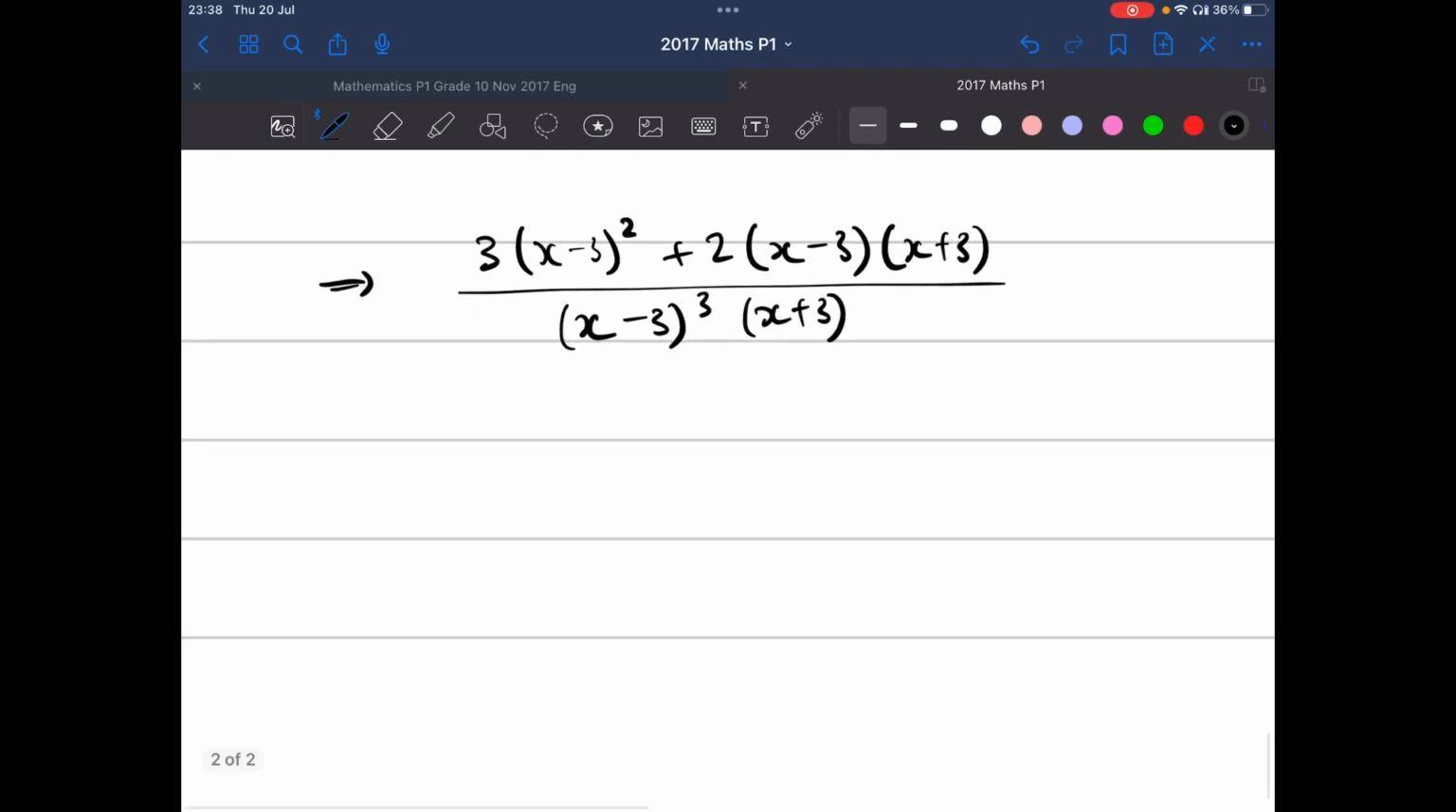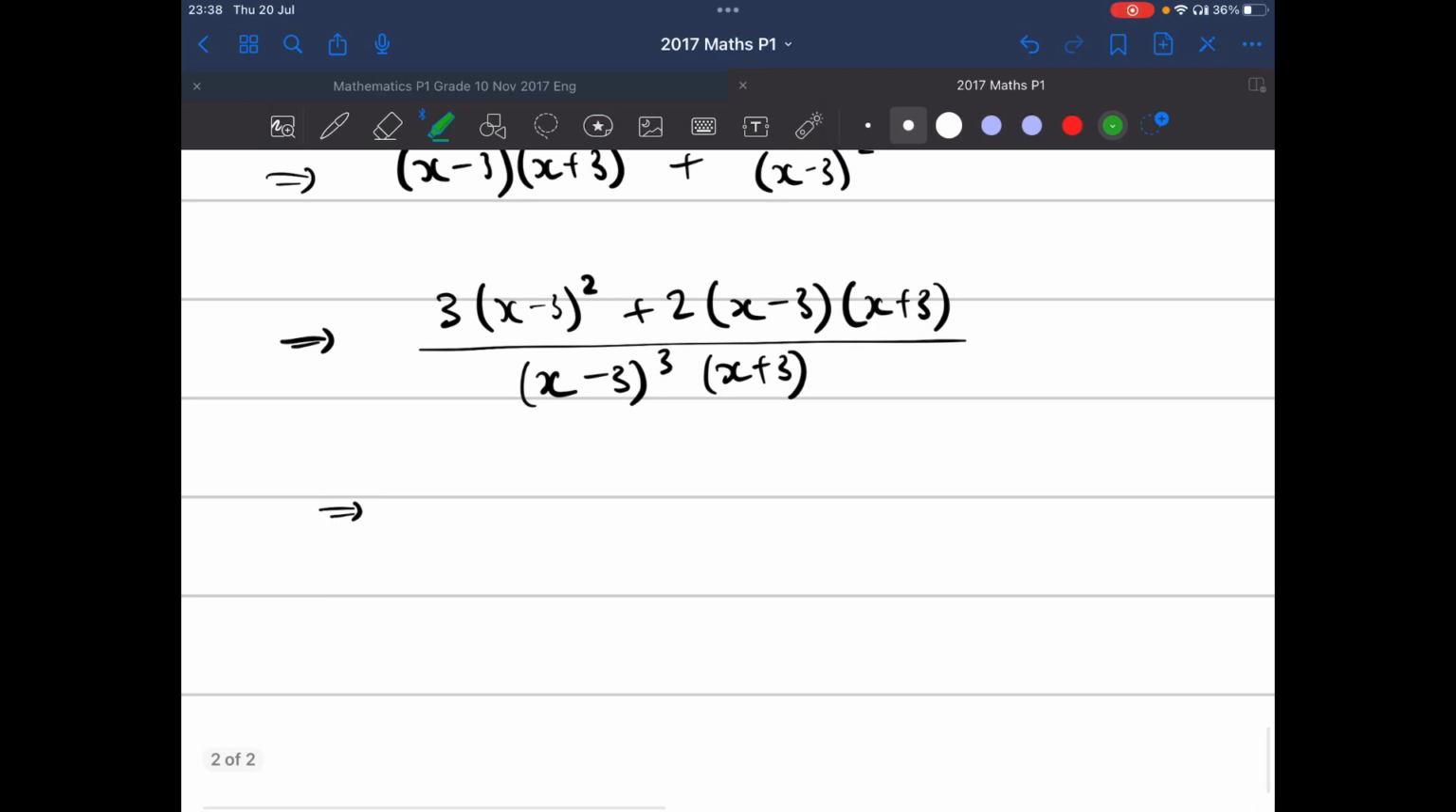Okay, if you look closely at the numerator, you'll see that we have a common factor. So x minus 3 is there, x minus 3 is there as well. Yeah, obviously it's squared, but that's fine. So we can factor that out. So let's say x minus 3, and now we're factoring it out. So we'll have 3 times x minus 3.